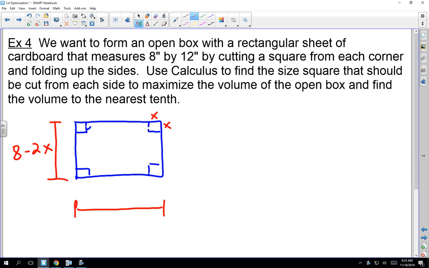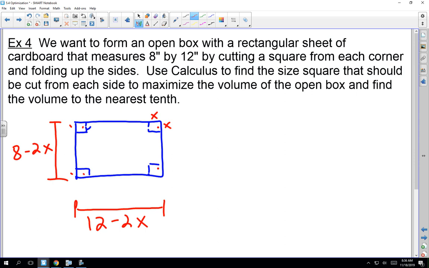If I cut out x inches from each side, so if I cut out 1 inch, I'd be taking off a 1 and a 1 here and here, bringing it down to 6. But an expression that represents the amount that I'm cutting off of each end is 8 minus 2x. And then down here I would have 12 inches, but I'm taking out 2 x's from the length as well. So it's 12 minus 2x.